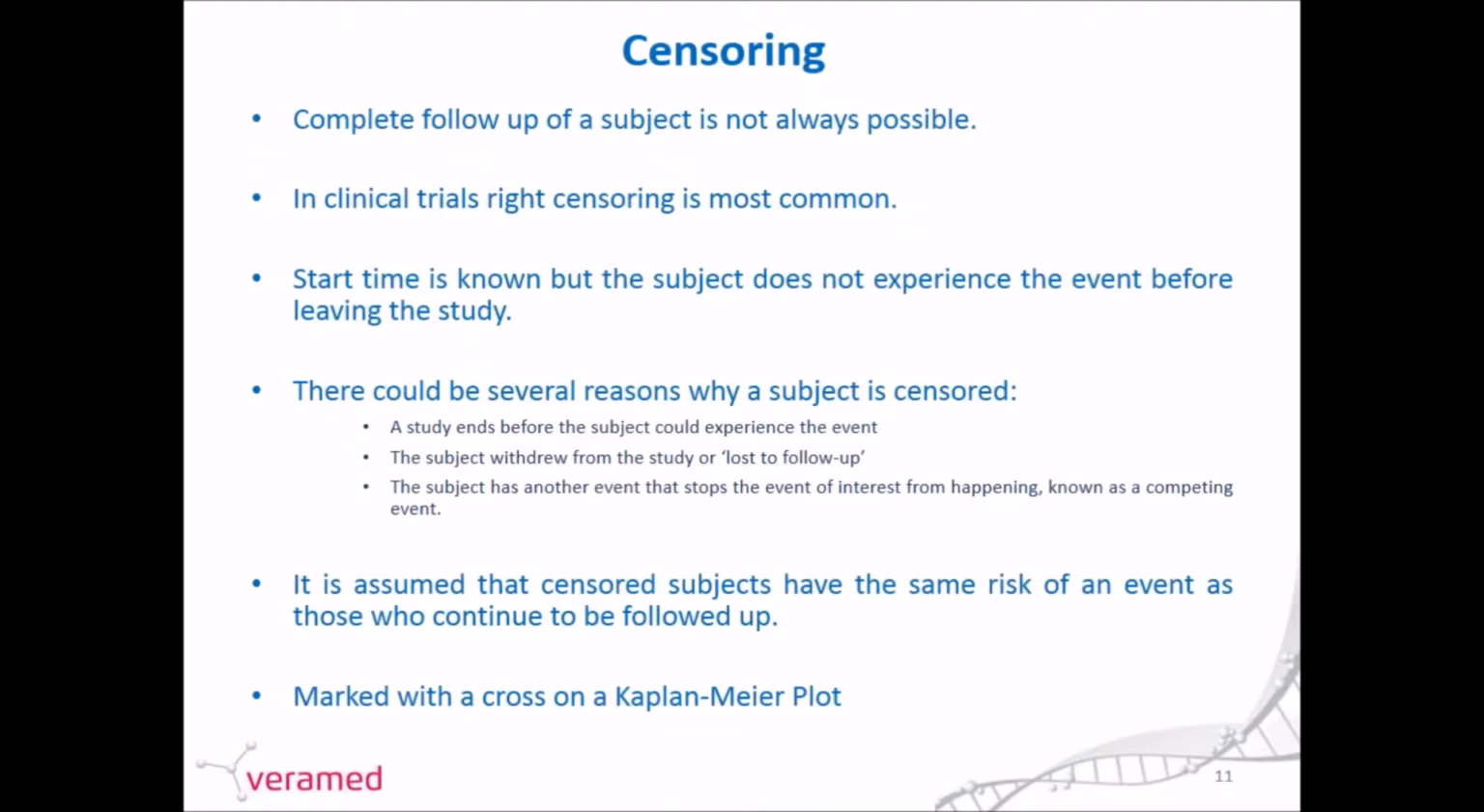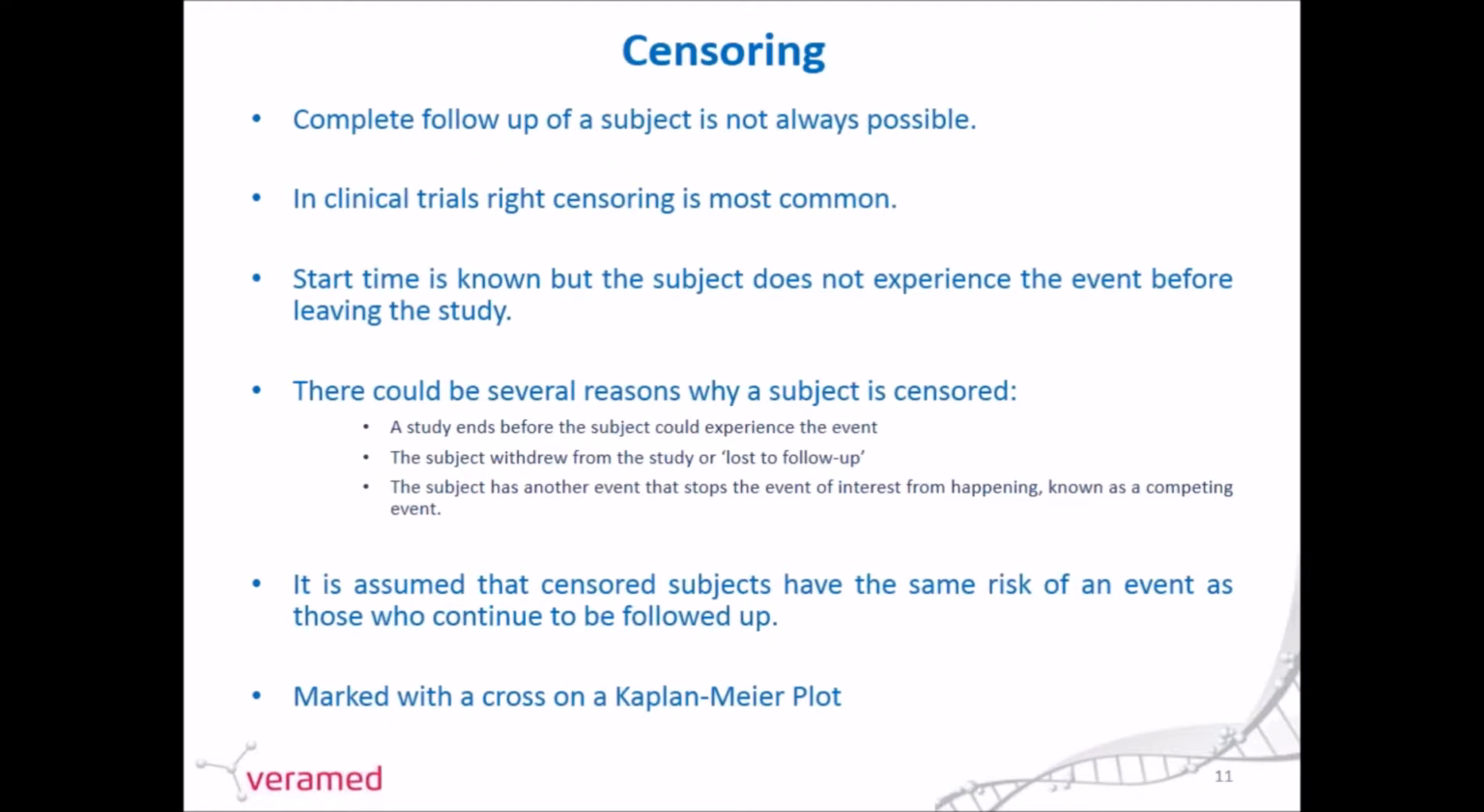So the complete follow-up of subjects is not always possible, and if you have this incomplete data, it can be frustrating to have to withdraw the subject, take out anyone who hasn't experienced the event, and it can also introduce bias into the study. So we use what's known as censoring, and in clinical trials this is usually right censoring. So this would be where you know the start time for the subjects, but by the time the subject withdrew, you do not see them experience the event.